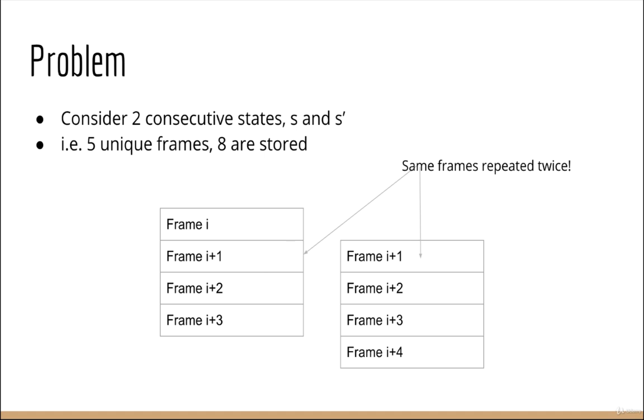What's another problem with storing states this way? Consider S and S prime. Since S prime is the state after S, the last three frames of S are equal to the first three frames of S prime. In other words, we only have 5 unique frames, but we would have to store 8 frames, which is almost double the amount we need.